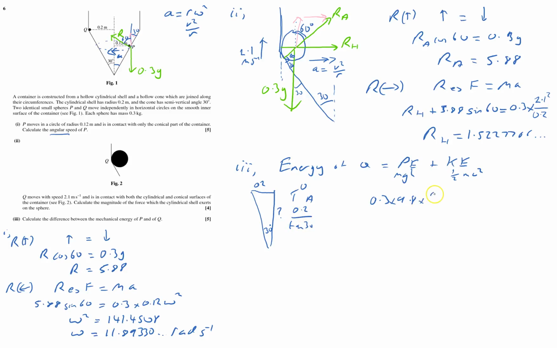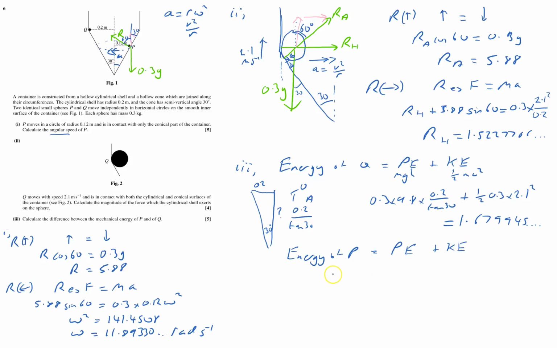So that's what the height will be, 0.2 over tan 30, and then it's plus a half times the mass, which is 0.3, times v squared, 2.1 squared, and so that equals this energy of Q, 1.679945. That's the first bit. And now I need to work out the energy of P. Again, it's going to be potential energy plus kinetic energy.